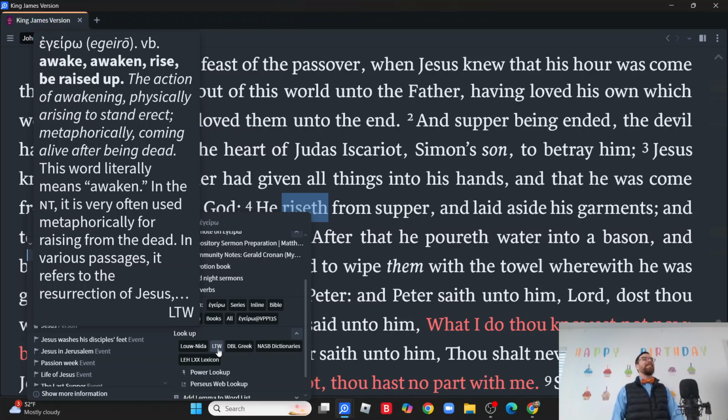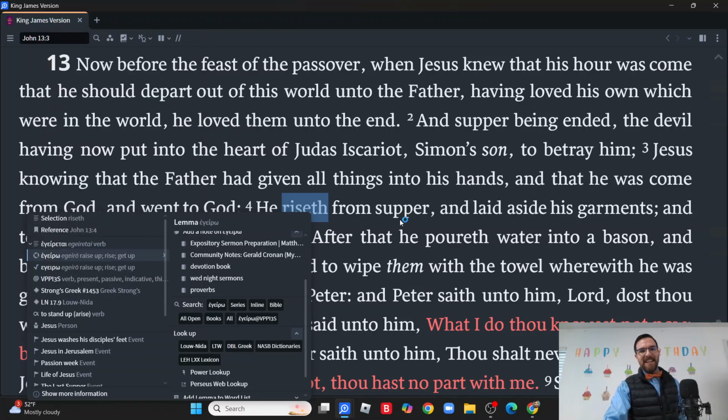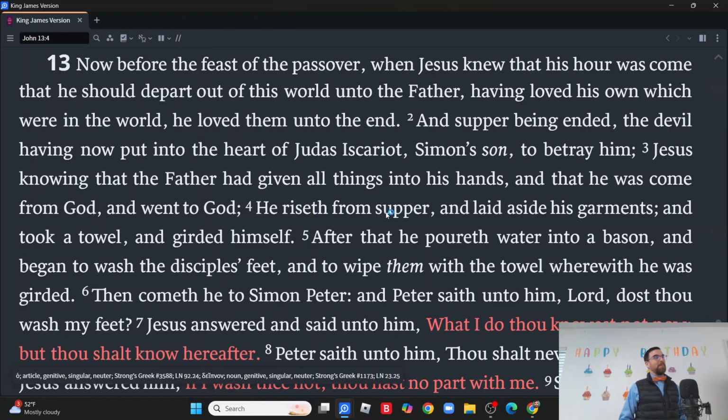He loved them to the end. You see how clever John is? He put it in the perfect passive, like Jesus is being raised. He is risen. That is so clever. Oh, John, I love you. He is being raised from the supper, and he lays aside his garments, took a towel, and girded himself. And after that, he poured water into a basin and began to wash the disciples' feet and to wipe them with the towel with which he was girded.